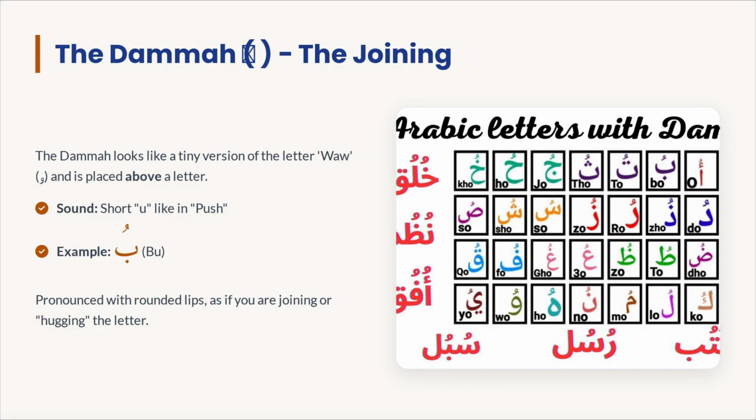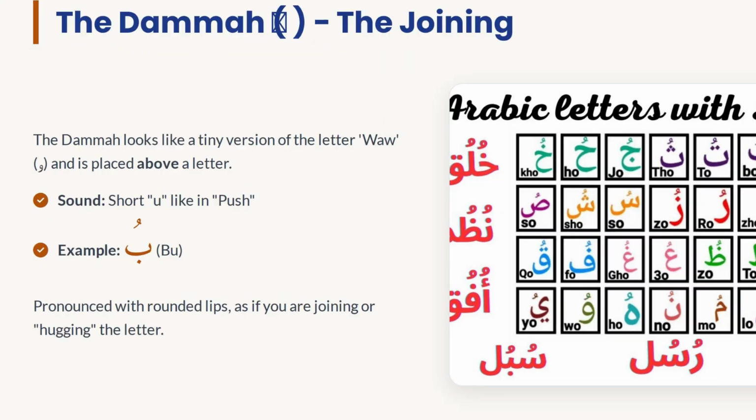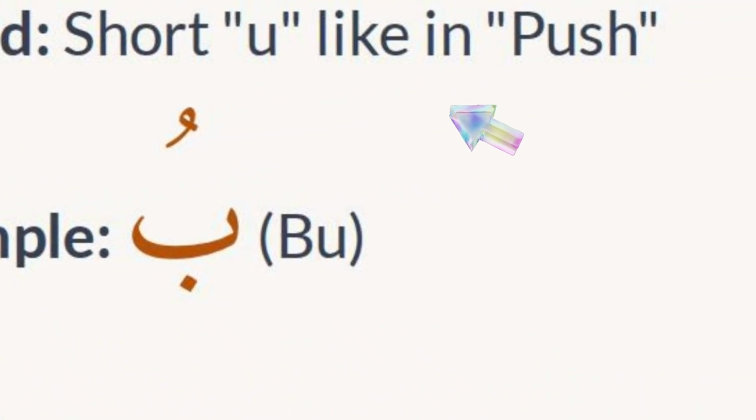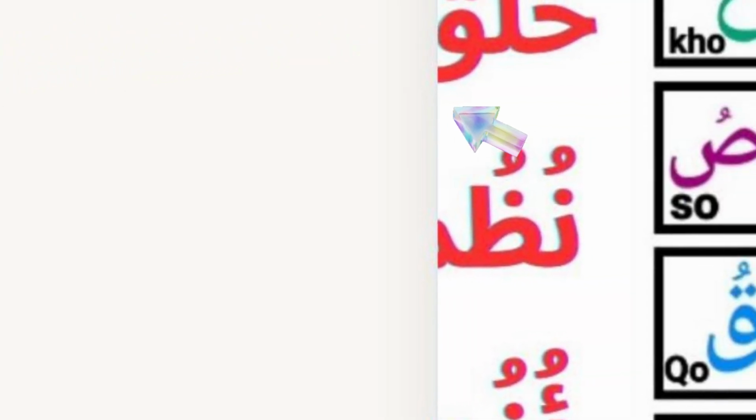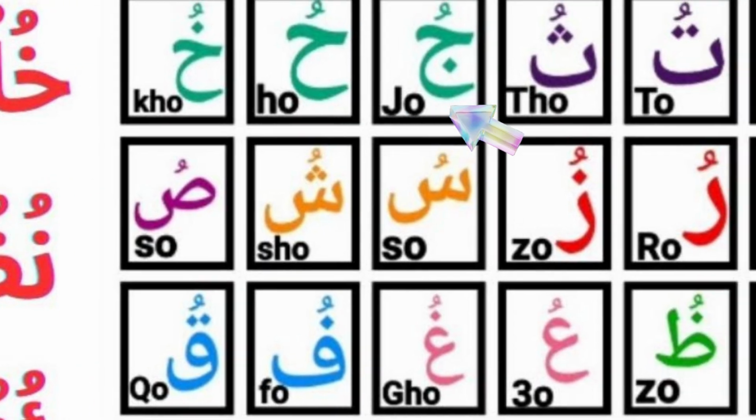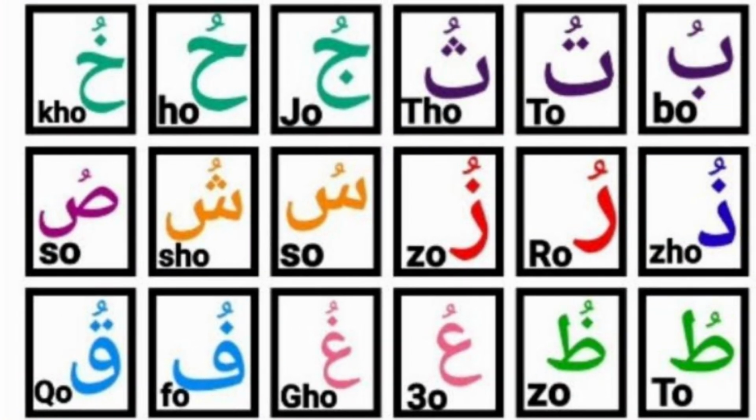Also, we have seen the dhamma. The dhamma looks like a tiny wow. So it goes like U in push. For example, here we have the letter Ba. So we put the dhamma above it. It goes like this: bu, bu. So the letters go that way: bu, ju, thu, and so on.